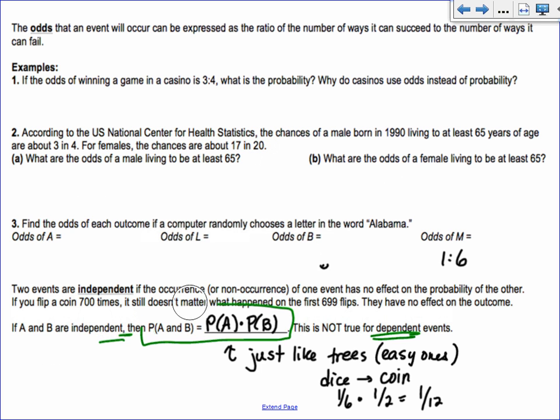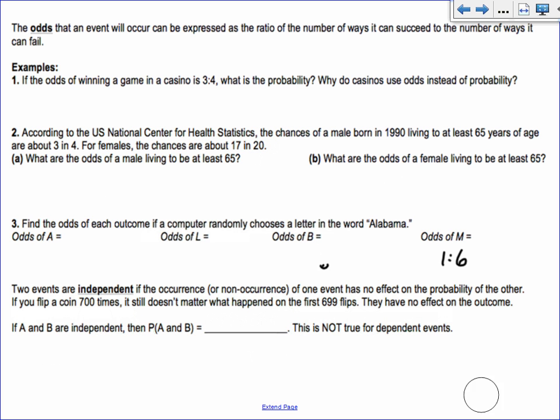So now we're talking about odds. Okay, so if I have odds, the odds that something will occur can be expressed as the ratio of the number of ways it can succeed to the number of ways that it can fail. Casinos are known for writing things in odds. So if you are going to be gambling someday, which I'm sure that you will go to the casino maybe once or twice, maybe more in your life, then you probably need to be educated gamblers, okay?